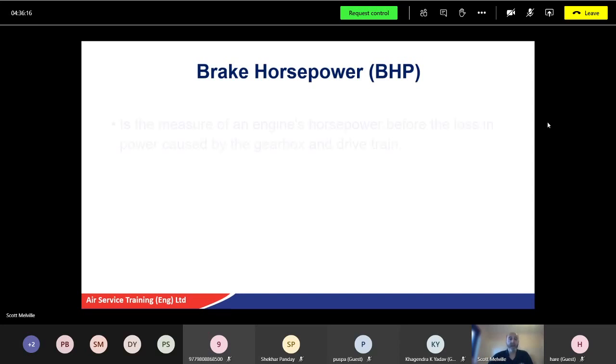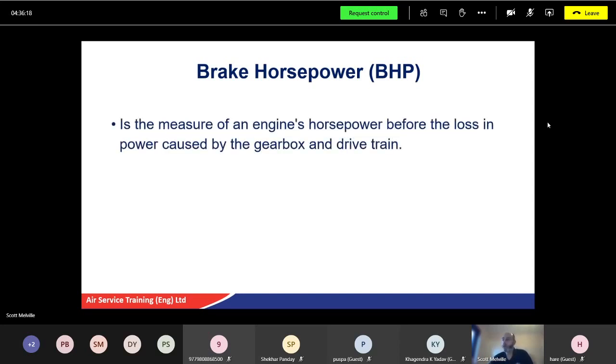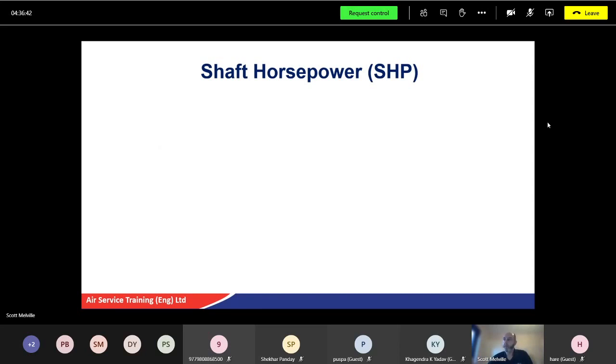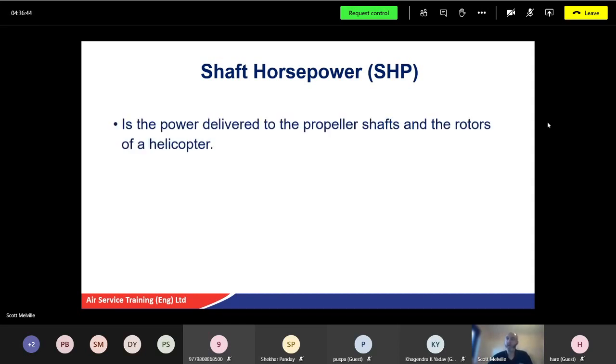Brake horsepower, this is the actual one. That's a measure of the engine's horsepower before the loss of power caused by things like the gearbox, the drivetrain, maybe a propeller attached to it, anything that causes friction or restraint, that is what is left. So let's say you had an engine that had 400 horsepower indicated, the actual brake horsepower might only be 250, because of things you add to it, which can take off a bit of power or use up a set of energy.